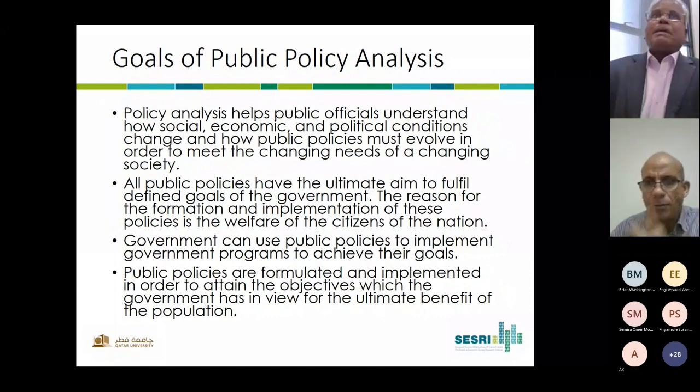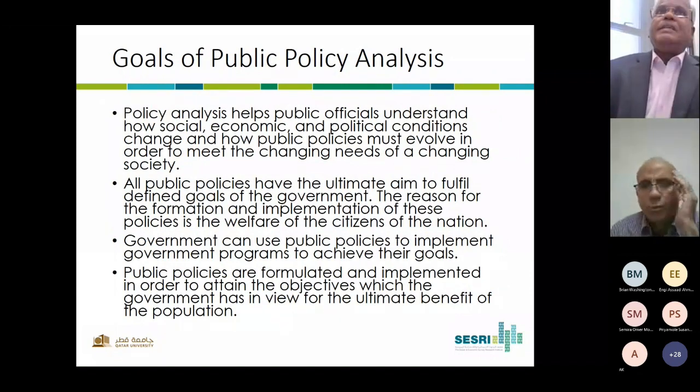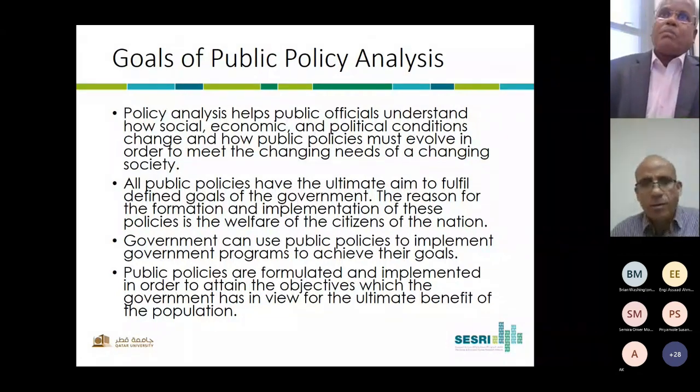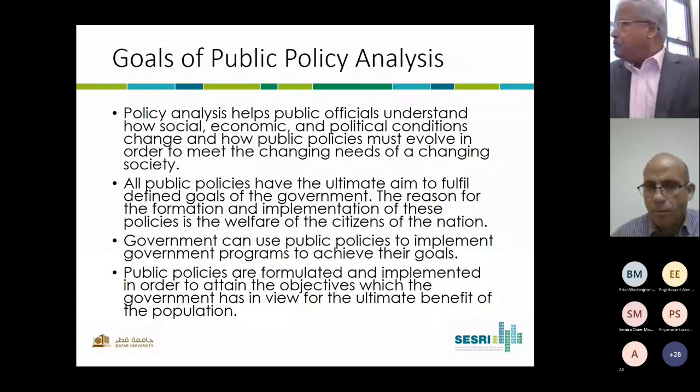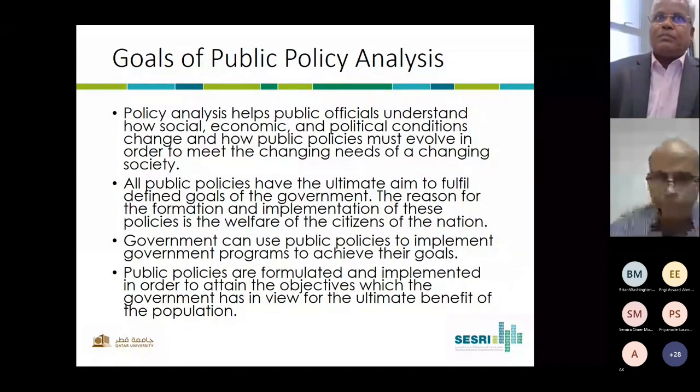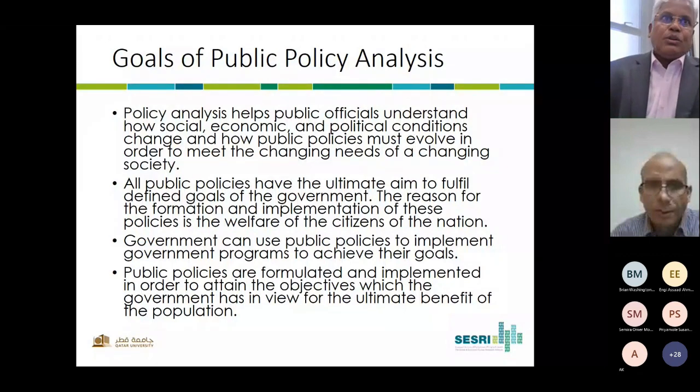The goals of public policy analysis are to help public officials understand how social, economic, and political conditions change and how public policies must evolve in order to meet the changing needs of a changing society. All public policies have the ultimate aim to fulfill defined goals of the government. The reason for formation and implementation of these policies is therefore the welfare of the population, the welfare of the citizens of a country, of a nation, of a region.